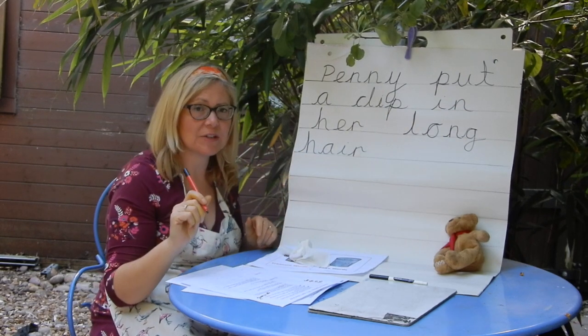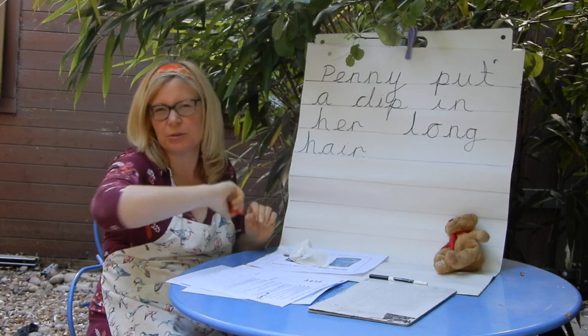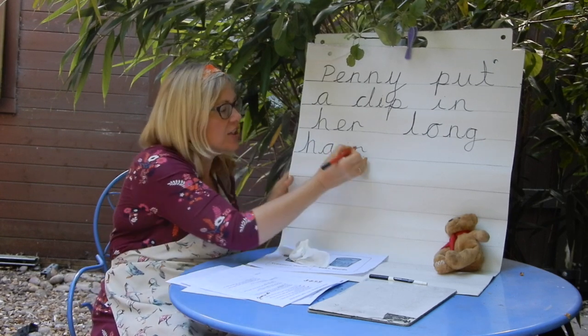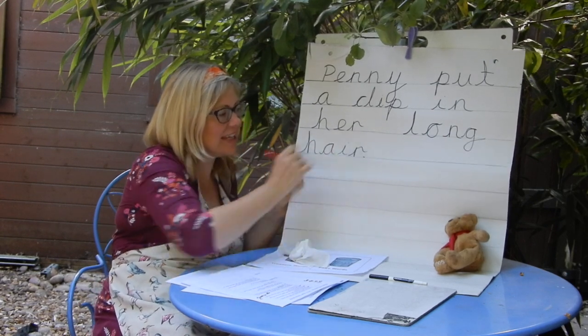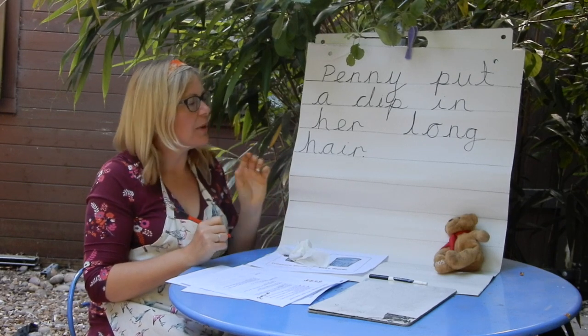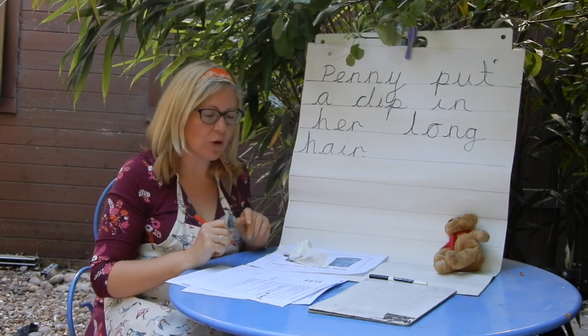I need to punctuate the end of my sentence. It needs a full stop. Don't do a big football on the page. You're going to waste your arm muscles and be worn out by the end of it. Just a dot so that it can be seen. You want it to be seen. Otherwise someone will think you haven't known how to punctuate your sentence. But it mustn't be a big coloured-in football. Okay? So Penny put a clip in her long hair.